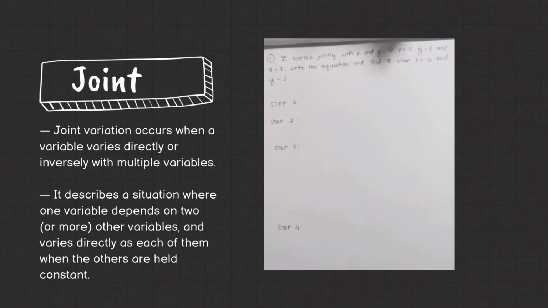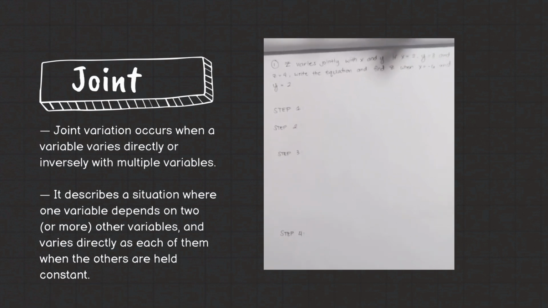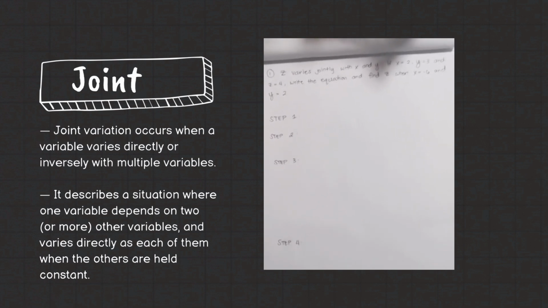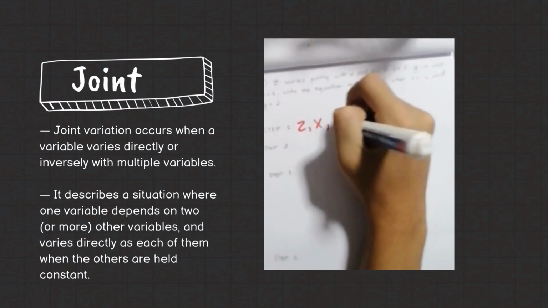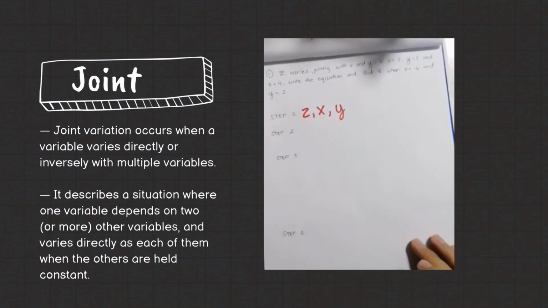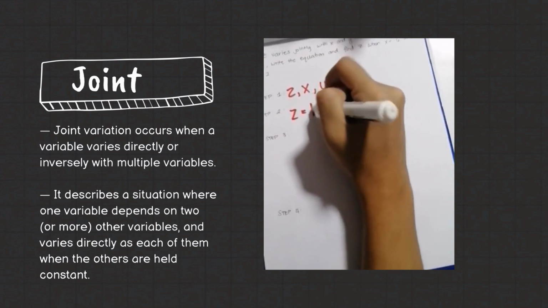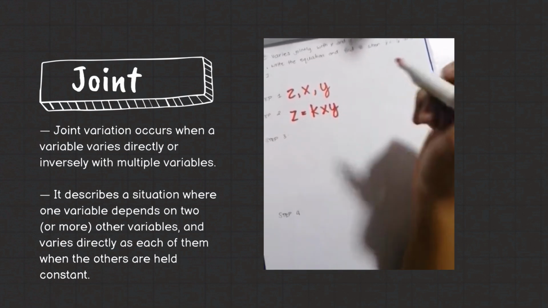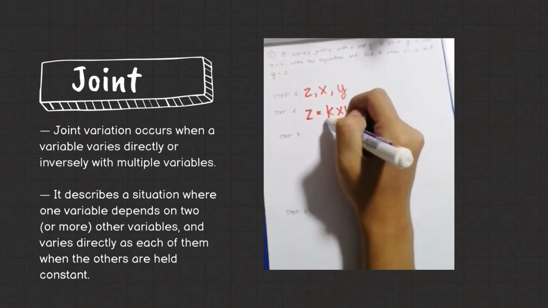I have here a problem that z varies jointly with x and y. If x is equal to 2, y is equal to 3, and z is equal to 4, write the equation and find z when x is equal to negative 6 and y is equal to 2. First, we need to find the variables: the z, the x, and the y. For step 2, we need to set up the equation, and that is z is equal to kxy.